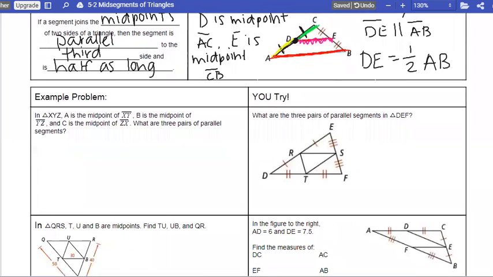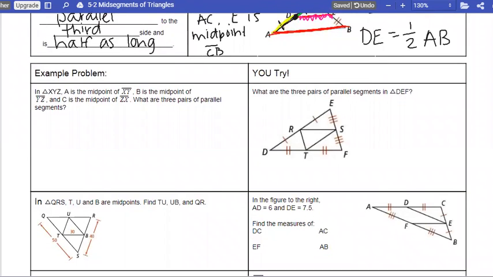So let's look at an example here. It says in triangle XYZ. We don't have a triangle here. They didn't give us one, so I'm going to draw one. So triangle X, Y, Z. A is the midpoint of XY. So segment XY is on this left side here. A is the midpoint, so I'm just going to draw a point that looks somewhere in the middle. A is the midpoint of that segment.